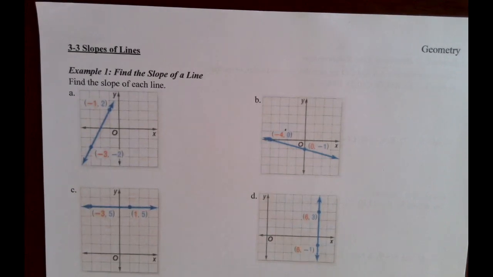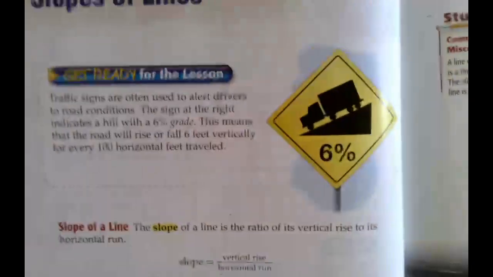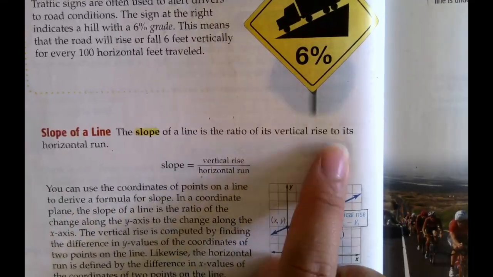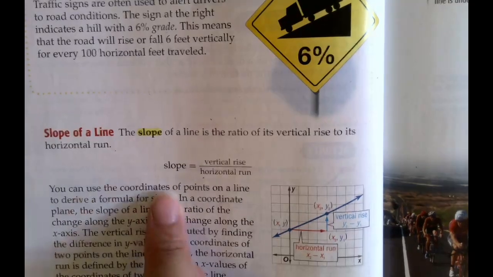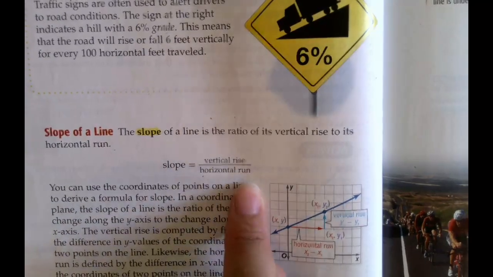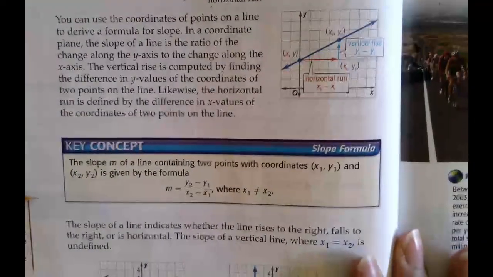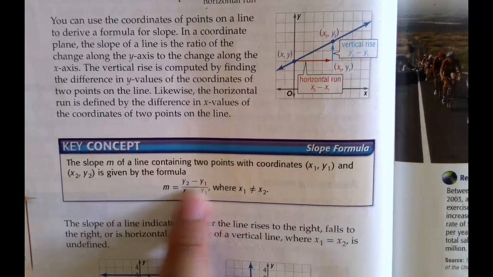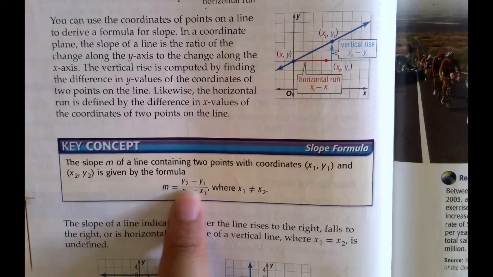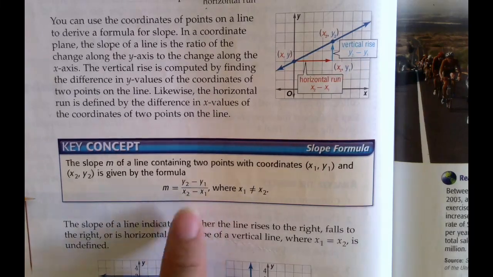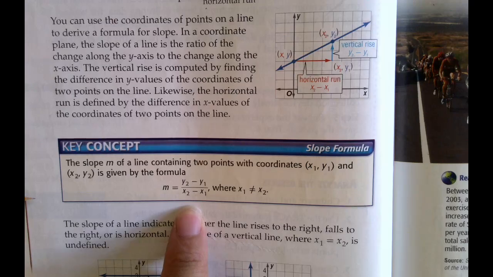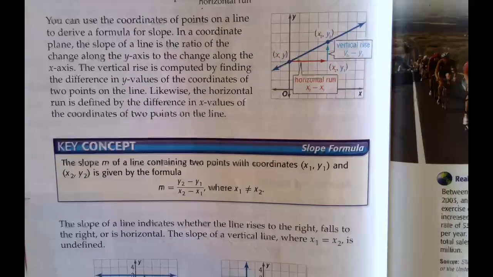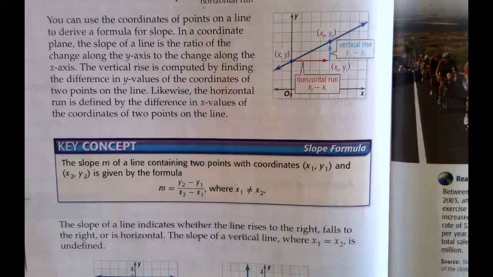Before we get started with the examples, this should be a review for you, but the slope of a line is the ratio of its vertical rise to its horizontal run. So slope, we often describe it as rise over run. Since rise deals with the y, our slope formula, m equals rise on top, so that's why it's y2 minus y1, over run, which is our x value, so that's why it's x2 minus x1. And so this is the slope formula.